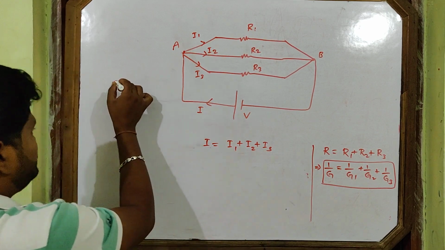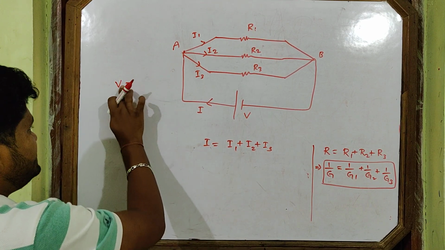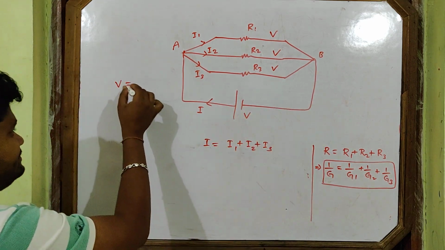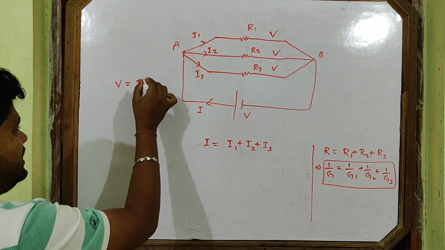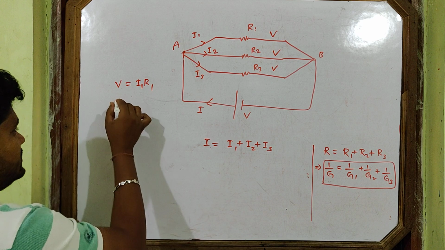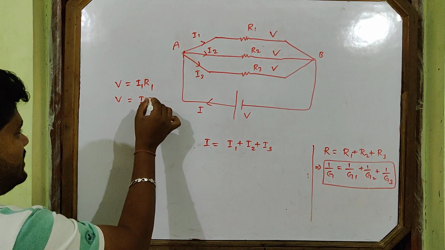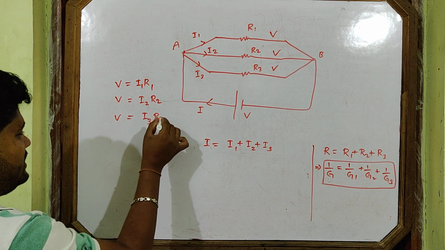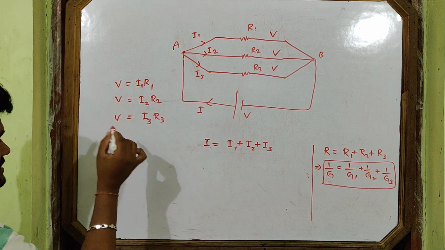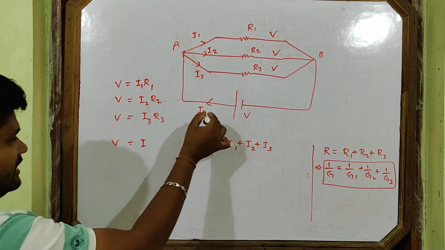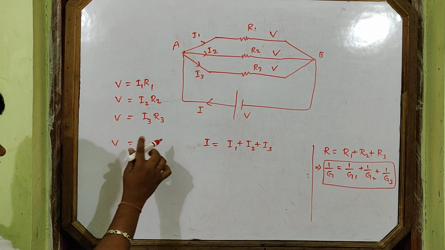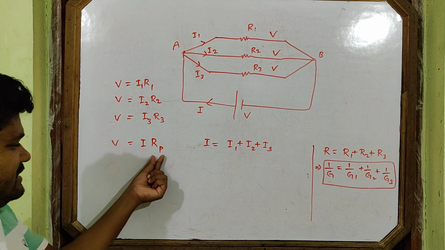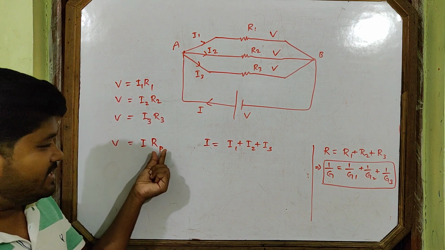For this one, write the Ohm's law formula. Potential difference V, here V, here V, totally also V. V is equal to I1 R1. V equal to I2 R2. V equal to I3 R3. And for the net, V equal to I, the total current, times Rp. This formula I am writing for the total. This is Rp, the effective resistance in parallel combination, or net resistance.